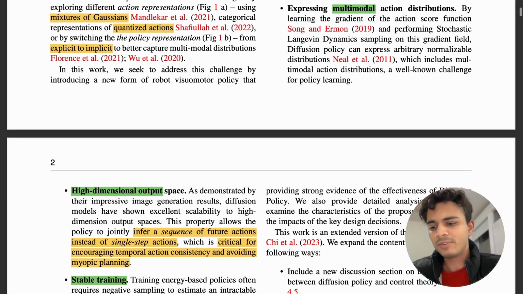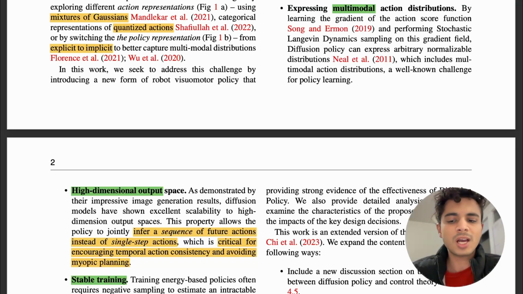First of all, expressing multimodal action distributions. This basically means that we are learning multiple ways of doing just one task. Now, you would be saying, okay, if our data set has actions of doing the same task in multiple ways, then why would our model not learn that policy? Sometimes, let's say I'm trying to make some eggs, right? So my way of making eggs would be very different from your way of making eggs.